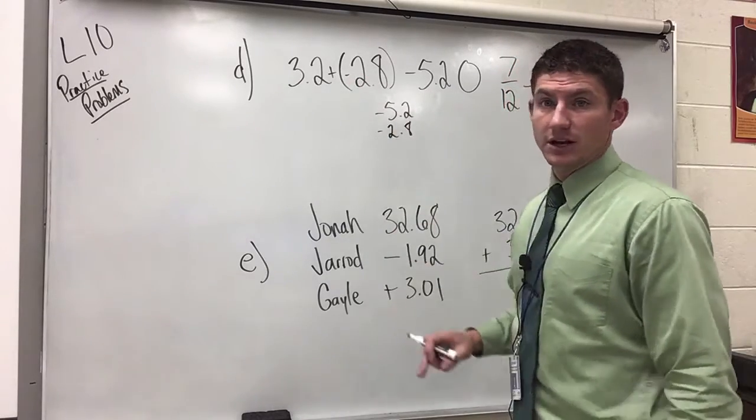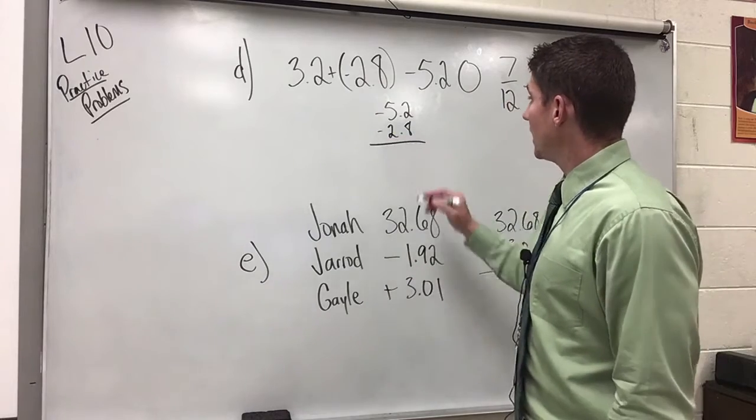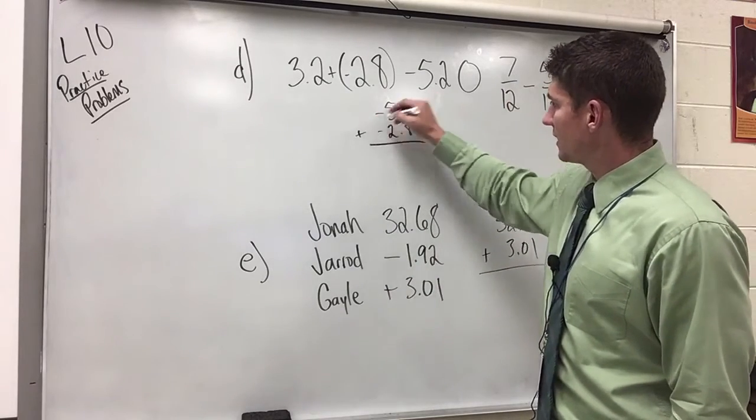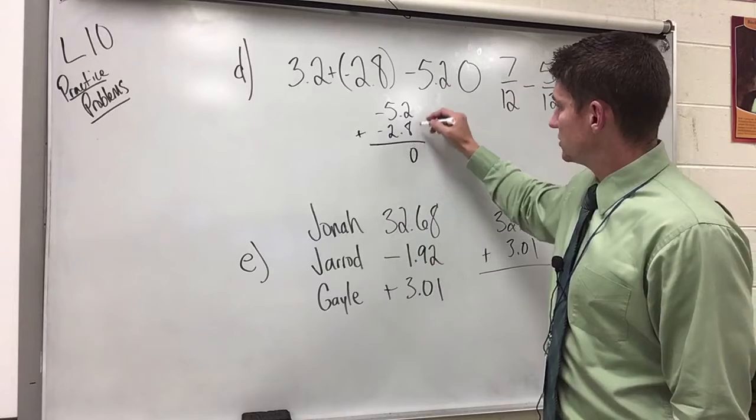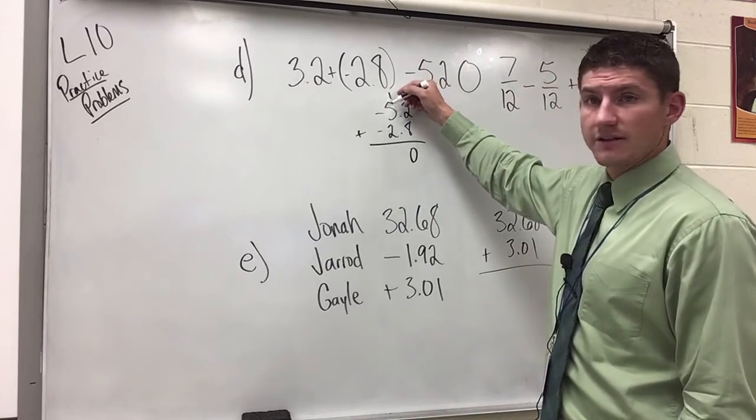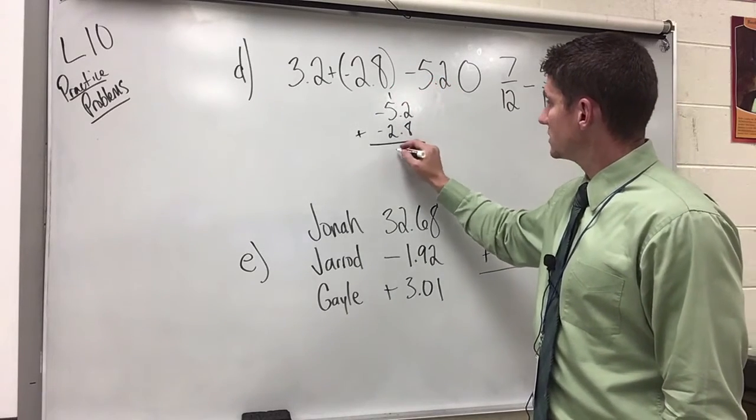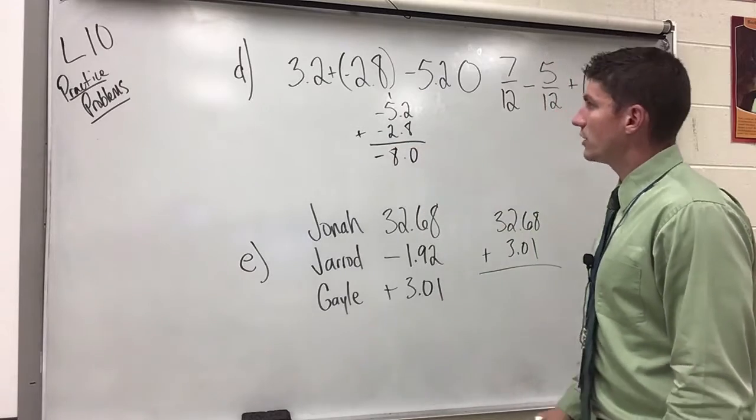In this case, a negative and a negative. They're going to give me a negative again. I'm adding now because it's the same sign. 2 and 8 is 10, carry the 1. 1 plus 5 is 6, plus 2 is 8. That's going to give me an overall value of -8.